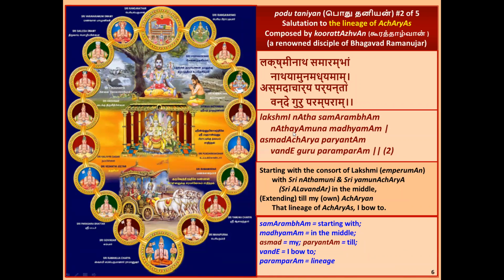Natha, that refers to Nathamuni, Yamuna, Yamunacharya, Madhyamam, Madhyil, in the middle. Asmad, my Acharya, Asmad Acharya, my own Acharya, Paryantam, Yennudaya Acharyan Varayil, that is still my own Acharyan. That lineage of Acharyas, Vande Guru Paramparam, that Guru Paramparam, that lineage of Acharyas, I bow to. Okay, so that's what it means. And I'm suggesting that you learn Asmad and Paryantam as the two new words from this verse, so that way your vocabulary will grow.